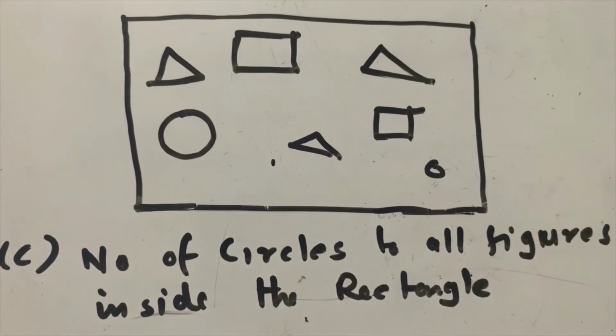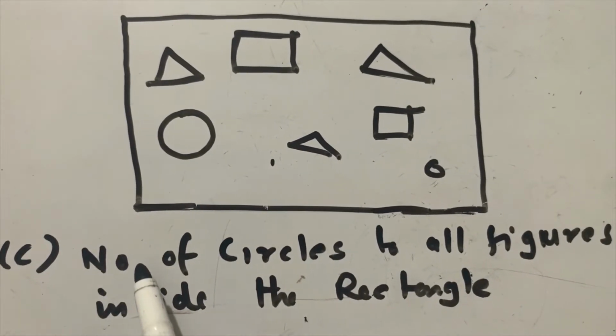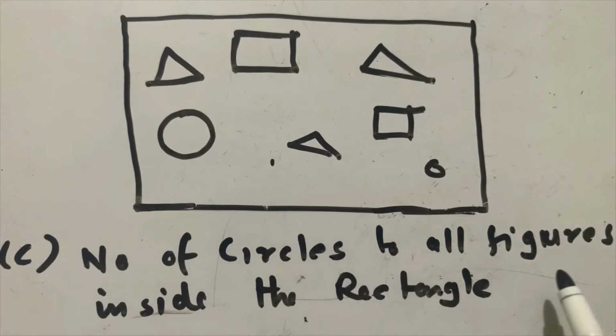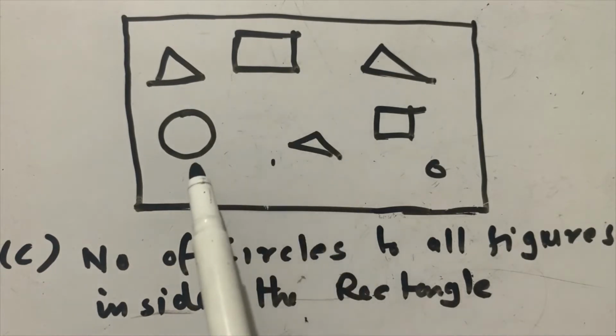Now question C is given, number of circles. Find the ratio between number of circles to all figures inside the rectangle. How many circles are there? How much number of circles? 1 and 2. 2 circles.